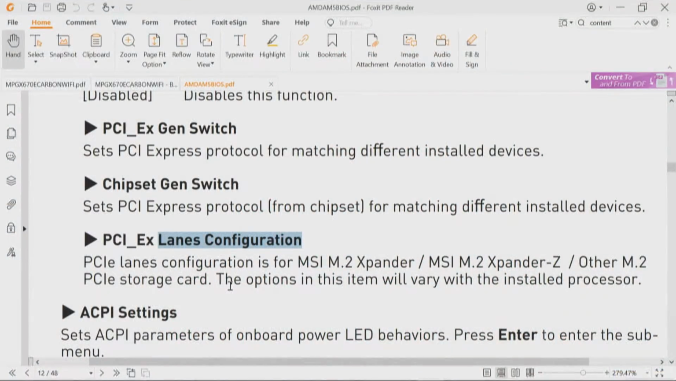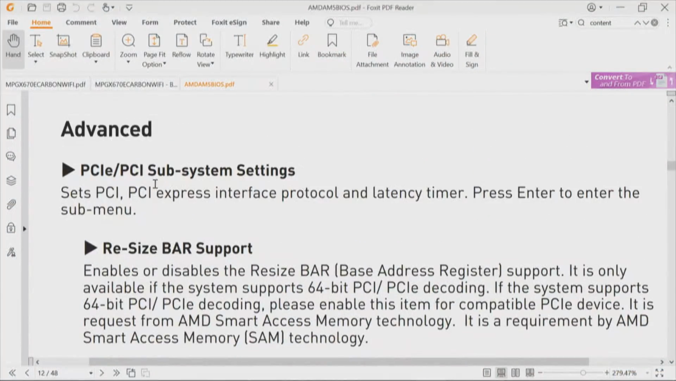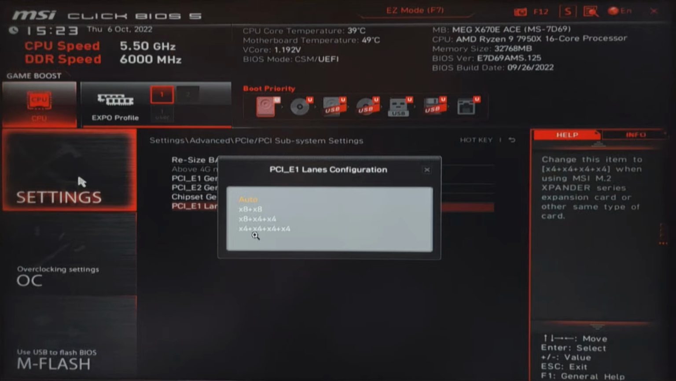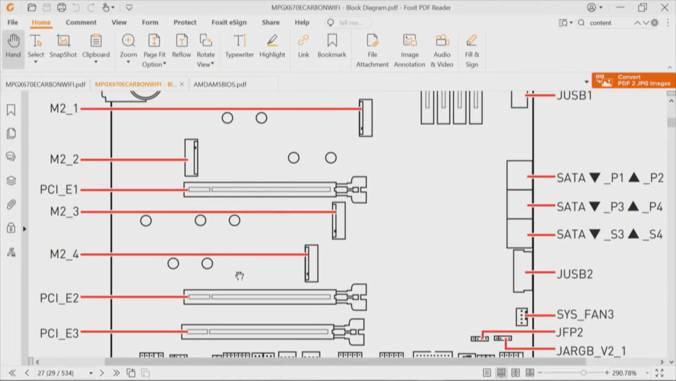And that's the setting you're looking for. And that's in the menu on the manual for Advanced PCI Express/PCI Subsystem Settings. And that's what it's going to look like in your BIOS. This says for PCI_E1 lanes configuration, which shows the 4x4x4x4, but the same thing will apply not only to the first slot, but the secondary slot if you want to put in a dual adapter.